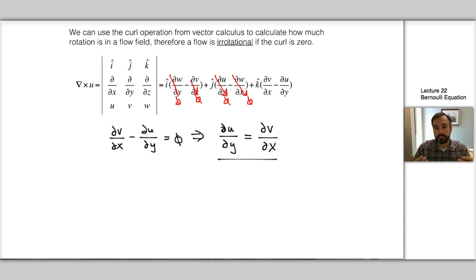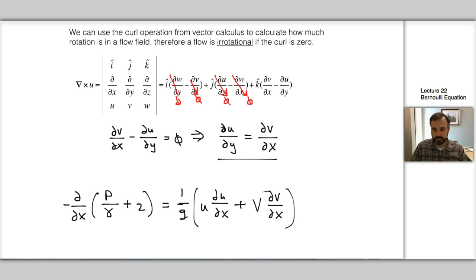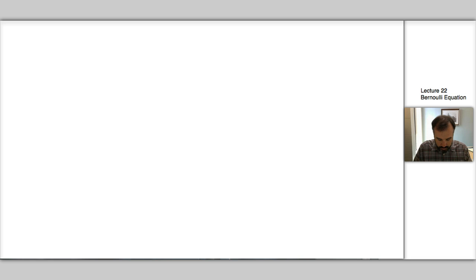Now we can go and plug that back into our current version of our Euler equation. We're going to end up with negative d/dx of (p/gamma plus z), that part's not changing yet, is equal to 1/g times (u du/dx plus v dv/dx). We just replaced du/dy with dv/dx. Okay? So the next thing we want to do is take a look at those terms.